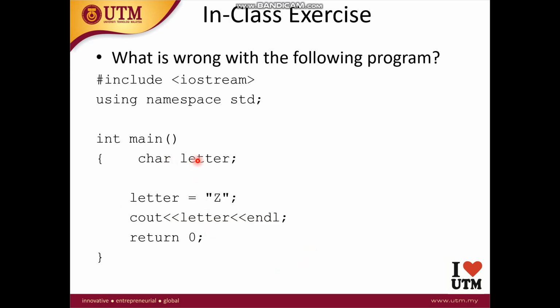What is wrong with this program? This is alright, this is alright, this is alright. We are defining char letter, we are initializing the letter, we are giving it a value. But as I said, any value which is given to a char variable must be between two single quotations. These are double quotations, so this is wrong. This is what is wrong with this program.